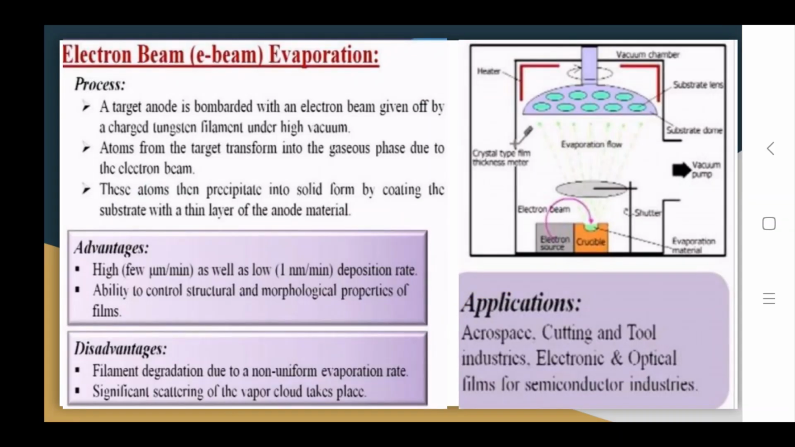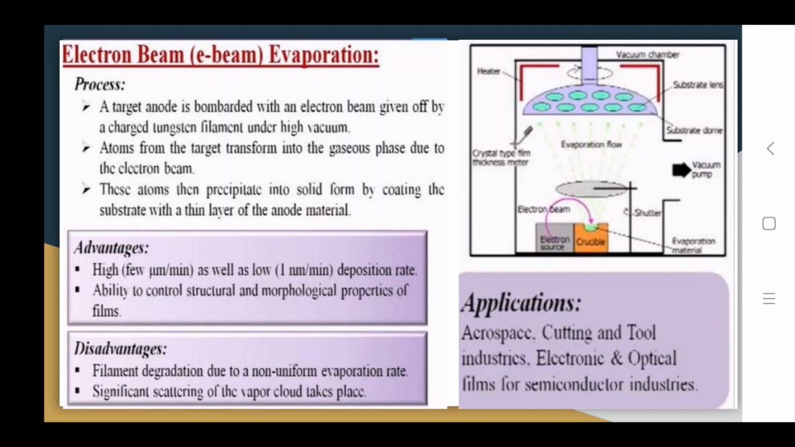Next, we are going to discuss electron beam evaporation. From the name itself we can understand that we are using electrons, and we bombard the electron onto the source or precursor material. The precursor material then releases certain ions, molecules, or plasma, which are directly deposited onto your base metal or substrate.